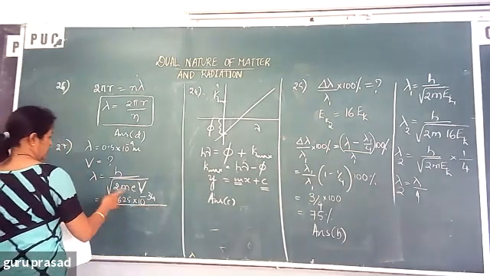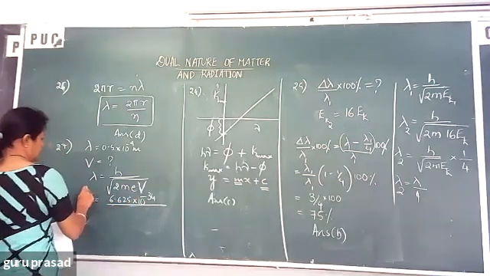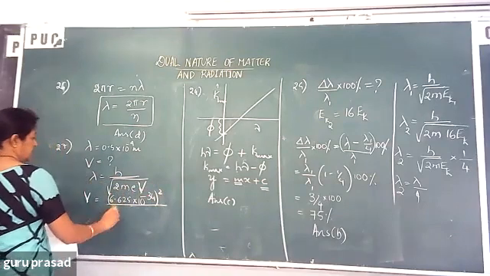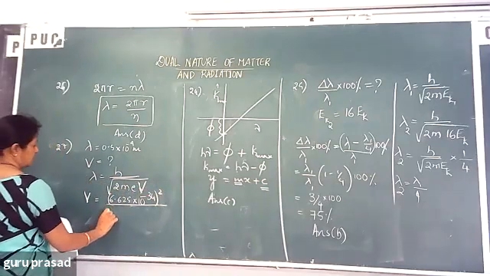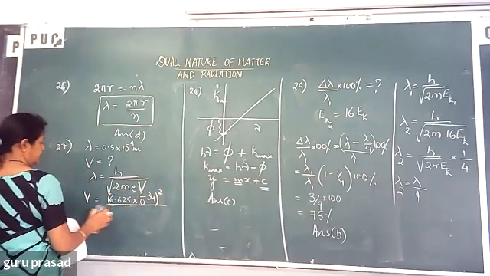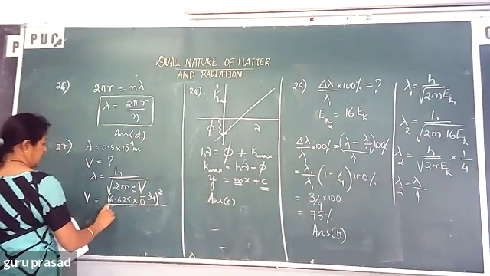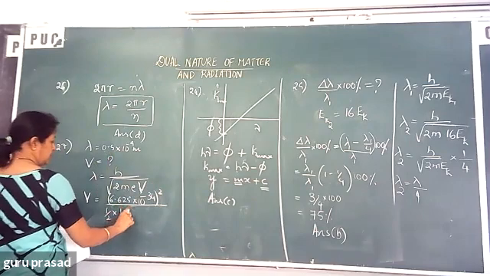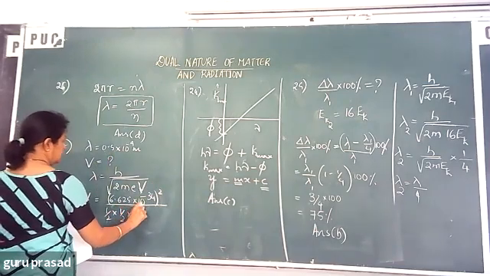Okay, so what happens here? V goes to this side. This is squared by lambda square. Lambda square, how much? I'll write half into half lambda square into 10 power minus 18.